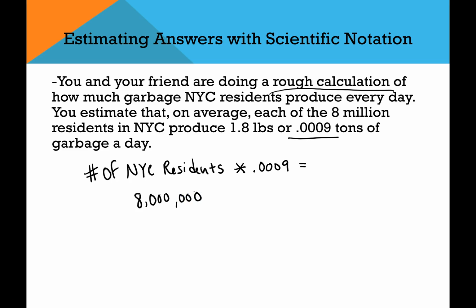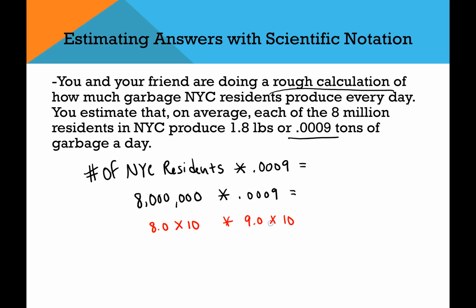So I'm going to do 8 million times 0.0009. Now, what if I asked you to not use a calculator and solve that problem? I think a lot of you would panic. Well, if we convert this into scientific notation, it's actually a pretty easy problem. So we're going to write this as 8.0 times 10 to the something times 9.0 times 10 to the something.